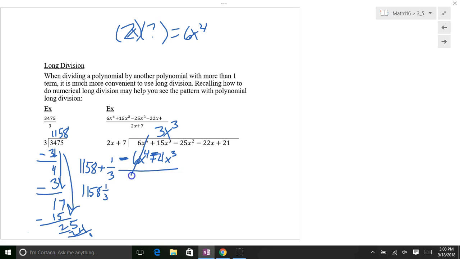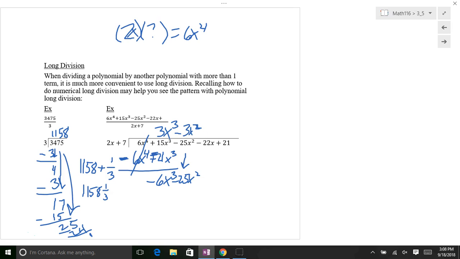So 6x to the fourth minus 6x to the fourth, gone. 15x cubed minus 21x cubed is negative 6x cubed. And I bring down the next term, negative 25x squared. And now I'm matching the negative 6x cubed right there. So I'm saying what times 2x gives me negative 6x cubed? Well, that would be negative 3x squared. And I multiply that negative 3x squared through.